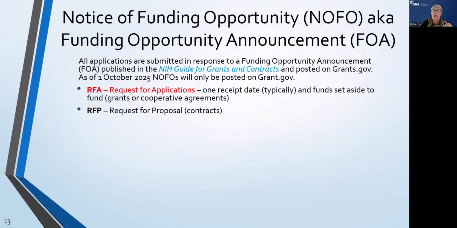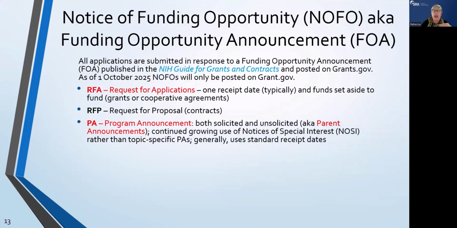There are RFPs, requests for proposals, which are strictly for contracts. Program announcements, which are both solicited and unsolicited. The unsolicited are referred to as parent announcements. And parent announcements didn't exist 10 years ago. They have gained growing use.